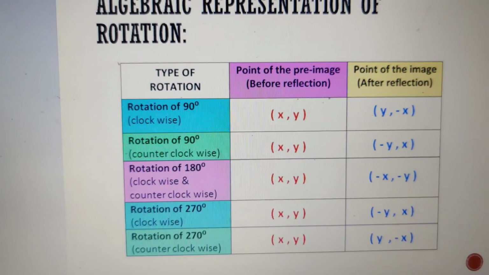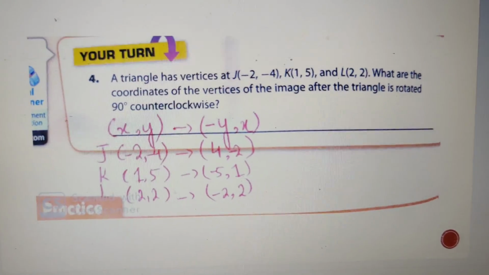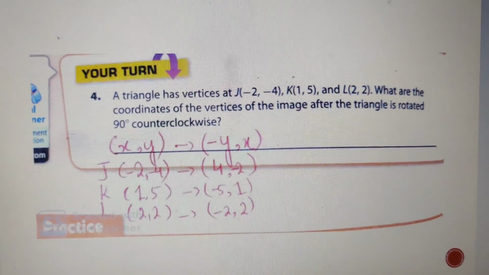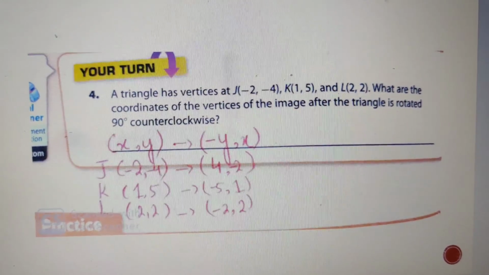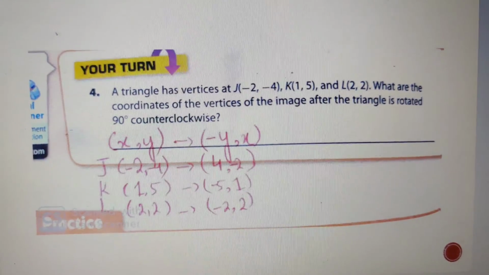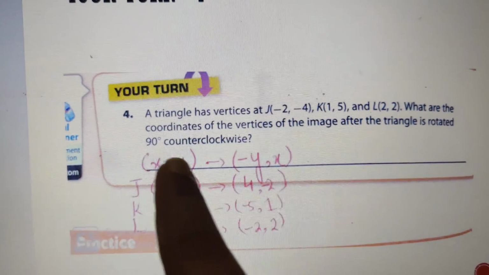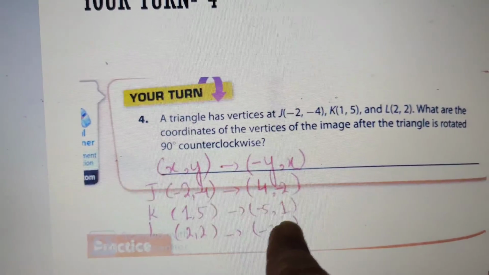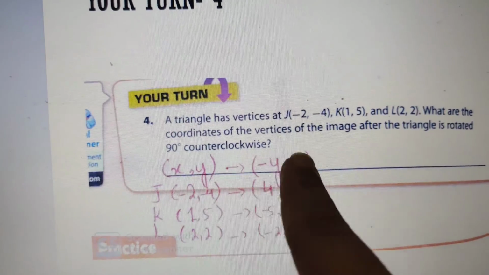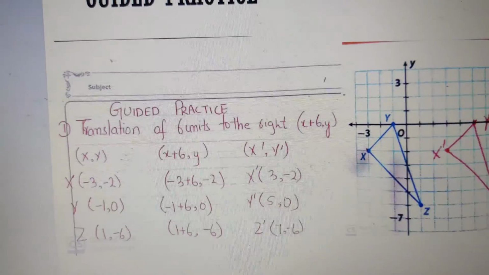Now we have your turn 4. Here we have a triangle with vertices J, K, L with these coordinates. What are the coordinates of the vertices of the image after the triangle is rotated? We already know, if we have to rotate the image 90 degrees counterclockwise, the x and y coordinates will be written like this: negative y and x. When we change them according to this, this will give our image.